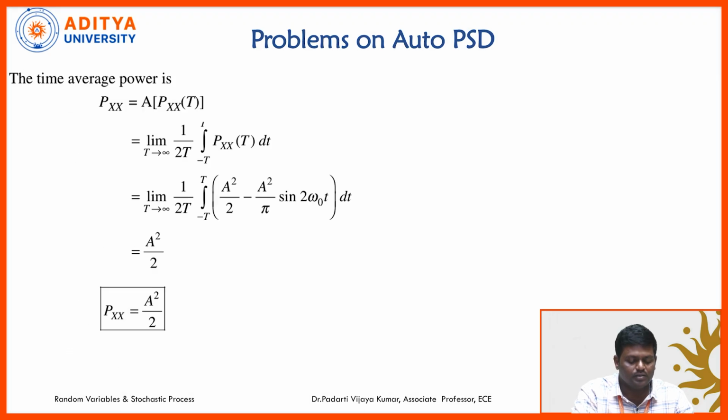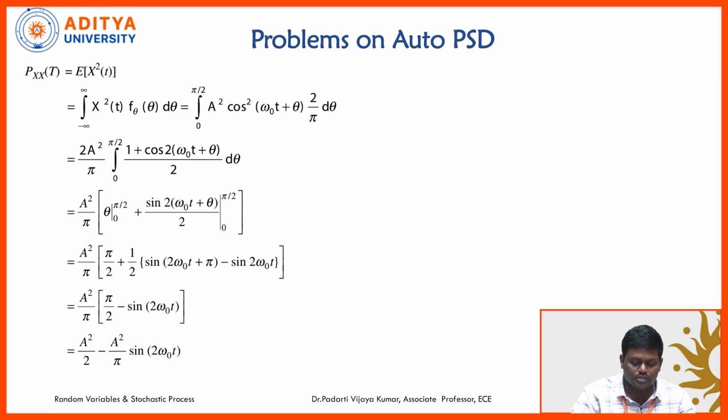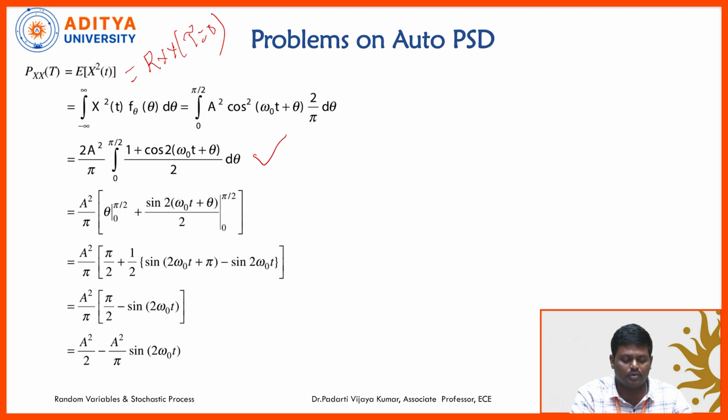Computing the average power, the normal formula is used: the autocorrelation function at tau equal to 0 is mathematically equal to the expectation of x square of t. This formula uses x square of t and f theta of theta, where x of t is A cos(omega naught t plus theta). Cos square theta can be written as 1 plus cos 2 theta by 2, and substituting the limits, finally we will get A square by 2 minus A square by pi sin omega naught t.